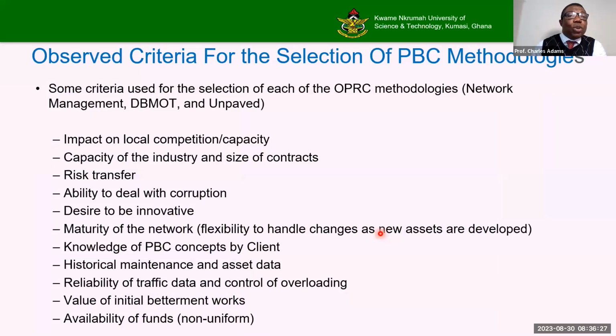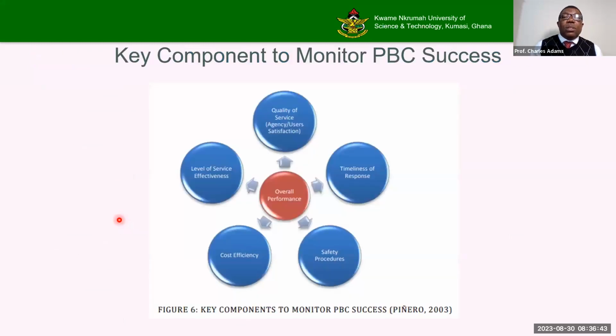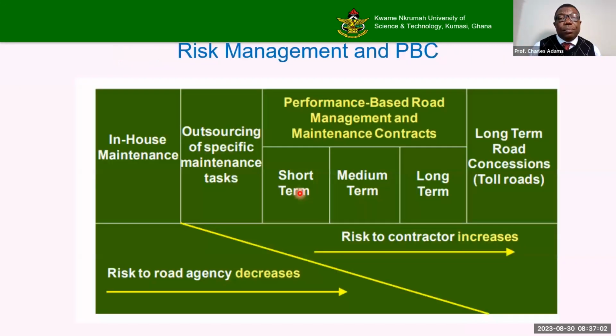So generally, studies have shown that these are the reasons why people select performance-based contract. But a lot of these ones I've gone through earlier on, so I will not dwell on them at this stage so that we can ask questions. So when you want to monitor success, what are the key components? Quality of service, timeliness of responses, level of effectiveness, cost efficiency, and safety. These are the key areas where we check that the thing is working or not. And then risk, we'll talk about that later on when we have time.